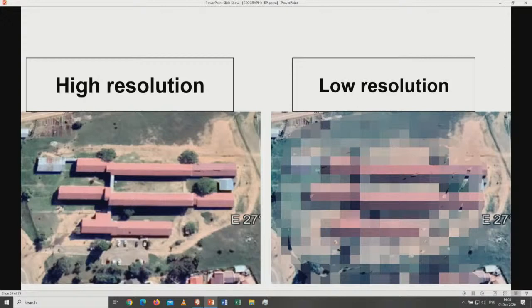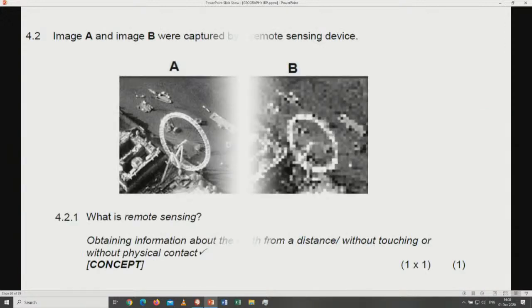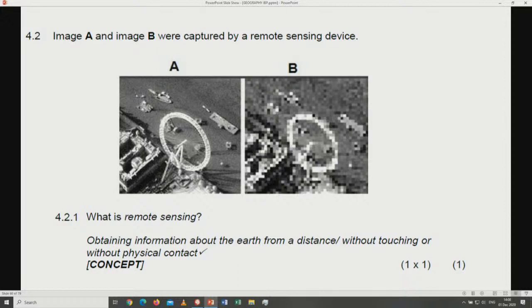What is remote sensing? Remote sensing is obtaining information about the earth from a distance without touching or physical contact. You don't need to go there. For example, right now I can just go to the computer, zoom into Durban. I'm in Durban right now, but I'm not there. It means that, grade 12, we can study things as geographers in places that are not accessible to us. You can study something from a distance. So this is what is happening here.